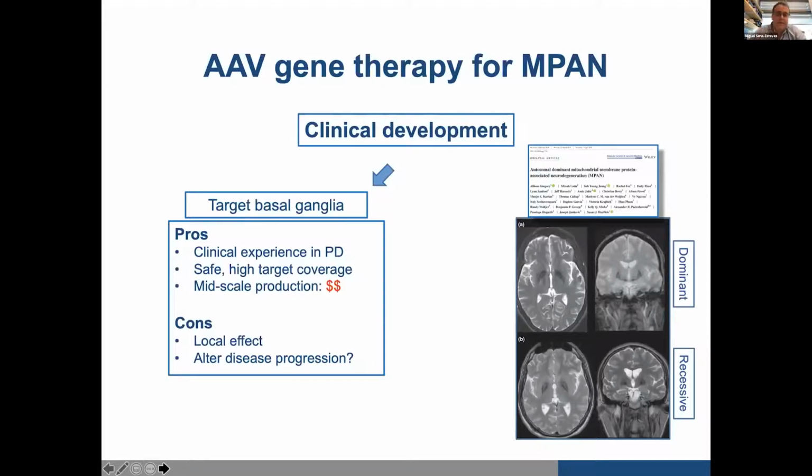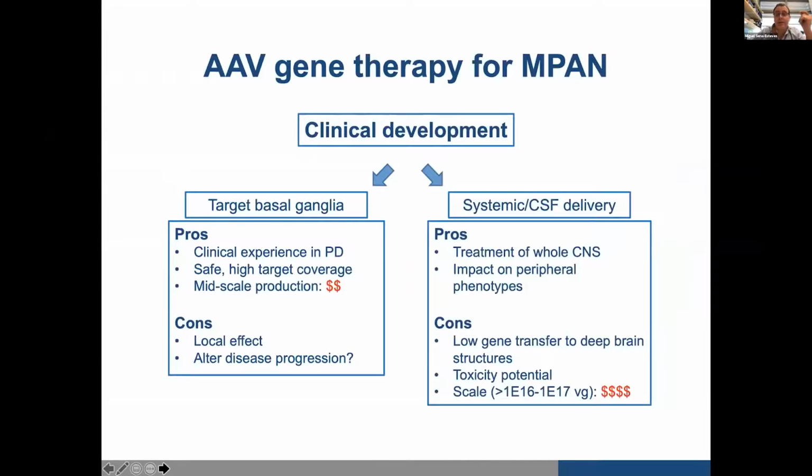The cons of this approach is that, in principle, it's a local effect, maybe spread out to some cortical areas through axonal transport of the vectors. But nonetheless, this is not an approach that would cover the entire CNS. And that raises the question of whether one would be able to alter the disease progression or stop it altogether by targeting the basal ganglia alone, and perhaps even the substantia nigra. Of course, the other approach is either systemic or CSF delivery, where the goal is to treat or deliver the gene to the entire CNS.